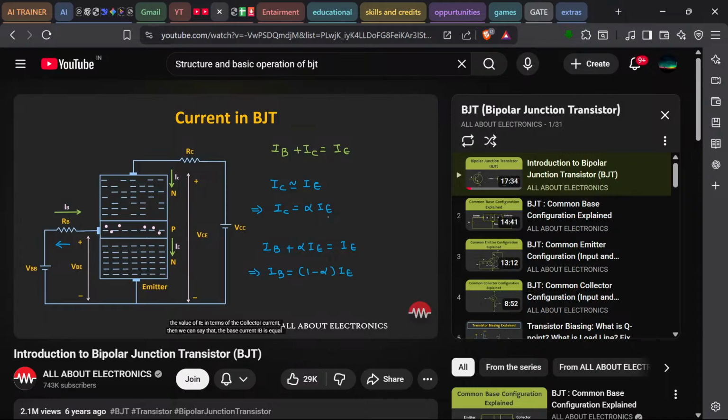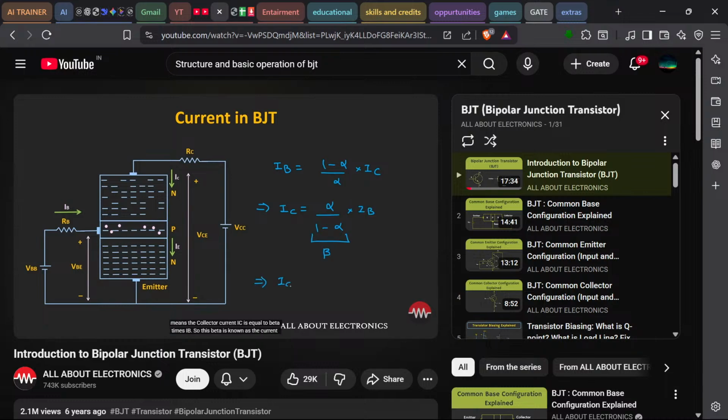And once again, if you put the value of IE in terms of the collector current, then we can say that the base current IB is equal to 1 minus alpha times IC divided by alpha. That means the base current IB is equal to 1 minus alpha divided by alpha times collector current. Or we can say that the collector current IC is equal to alpha divided by 1 minus alpha times base current. And let's say this is equal to beta. That means the collector current IC is equal to beta times IB. So this beta is known as the current gain of the BJT. And typically, the value of beta varies from 50 to 400 for different transistors.